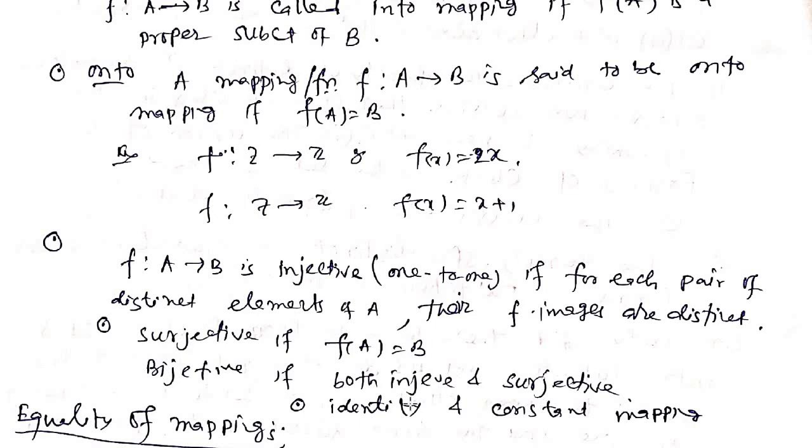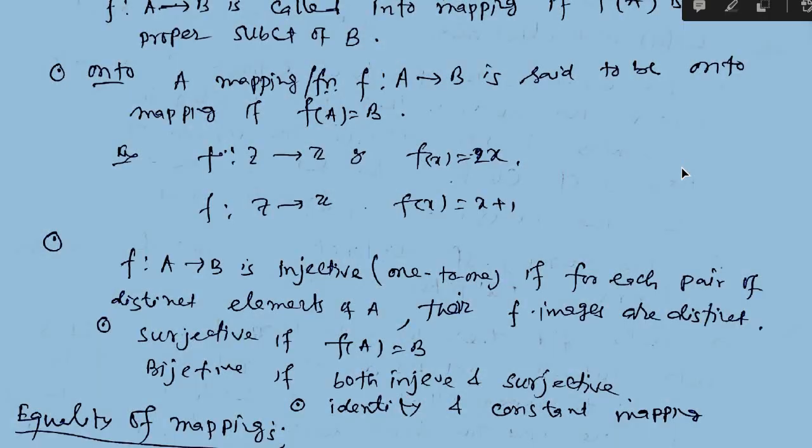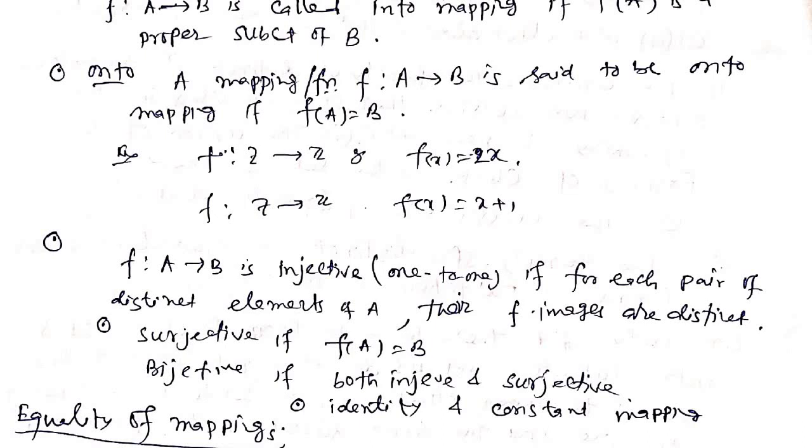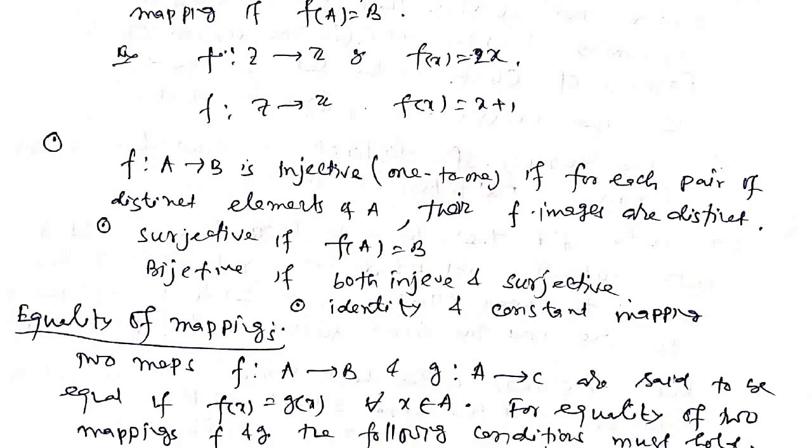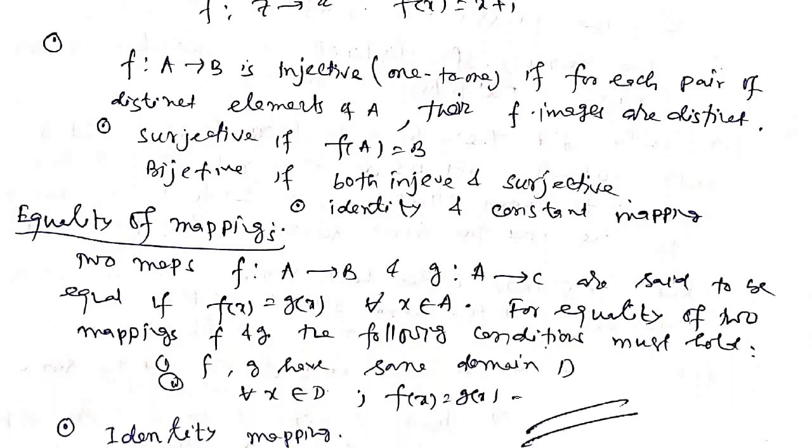Then it is called a bijective mapping. Identity mapping: if f(x) equals x, obviously this mapping will be on the same set, that is, f from Z to Z or A to A only, then f(x) equals x, that is the identity mapping. Or a constant mapping, where every element goes to some fixed number. So how do we prove equality of two mappings?